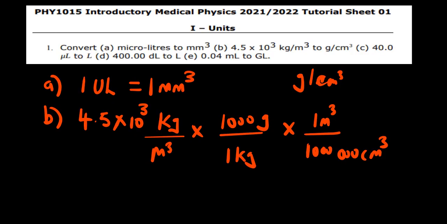So now we can cancel the kg, and the kg can divide. The meter cubed and the meter cubed can also divide. So now, what do we remain with? Allow me to cancel some of the zeros. I can cancel these 3 zeros and these 3 zeros. Therefore what I remain with is what now?